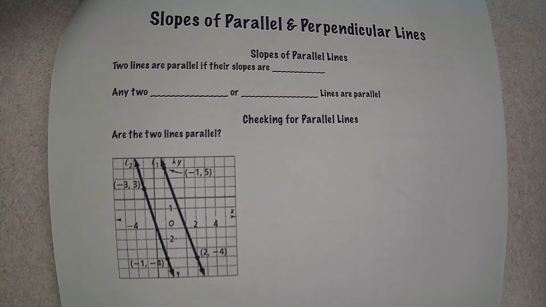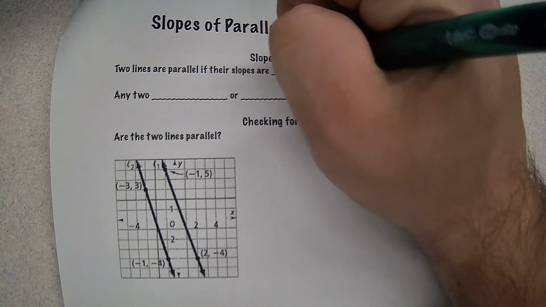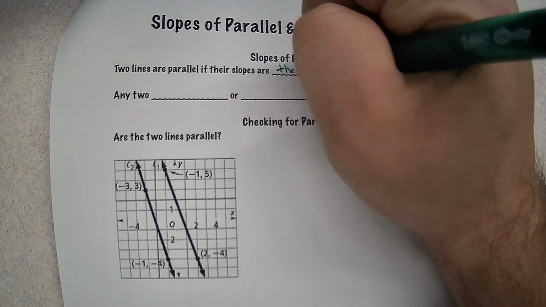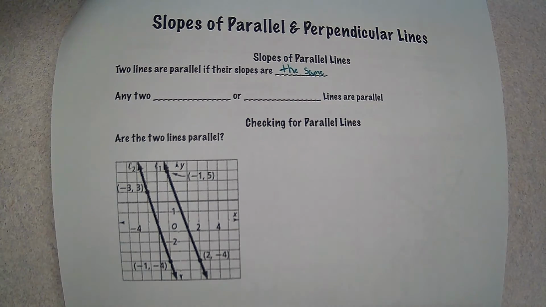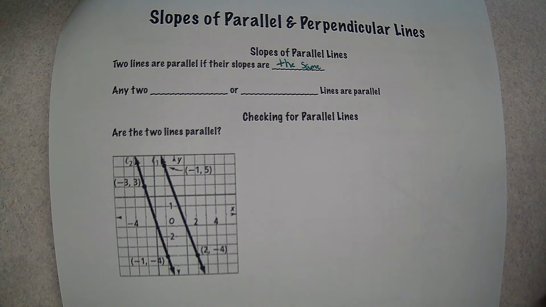Today we're going to focus on the slope of parallel and perpendicular lines. Now, parallel lines are two lines, remember, that never cross. And so the slope of two lines that are parallel are the same. So if they have the same slope, they're never going to cross and they're going to be parallel lines.